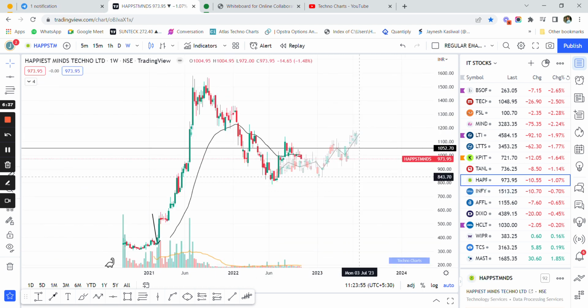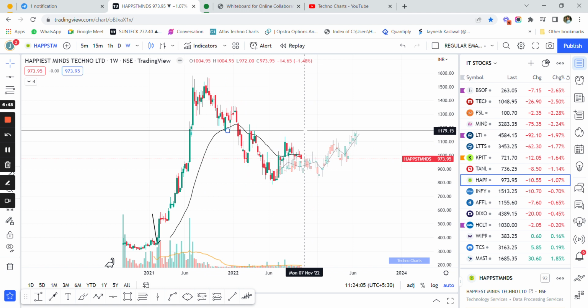Now, Happiest Minds, as you can clearly see, the potential price action that I have defined here is like this. Apart from that, there is no such level that you should be tracking. The resistance level is at around 1180 rupees or 1200 rupees or so. This is a level that you should be tracking, right?